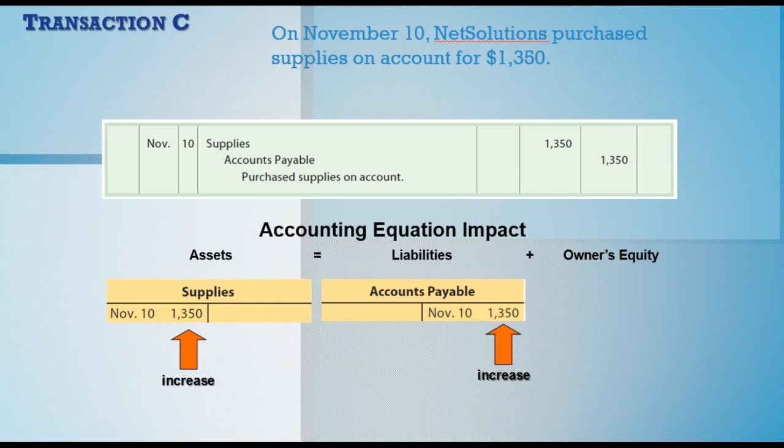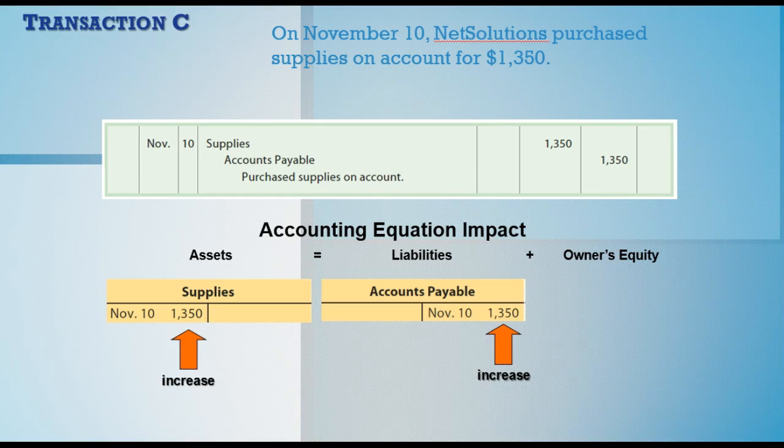Transaction C is he buys some supplies on account. Now, whenever they say on account, they're talking about accounts payable. So supplies are what? They're an asset. So they get debited. Accounts payable is what? It's a liability. So it gets credited. See how this is imbalanced? So we've increased supplies by $13,150, and we've increased accounts payable. Debit here, credit here. And this is a journal entry.